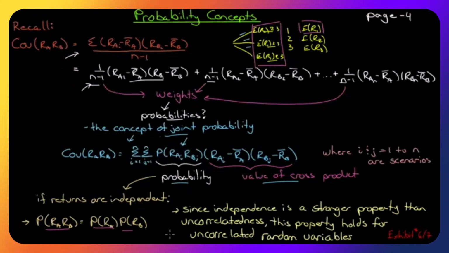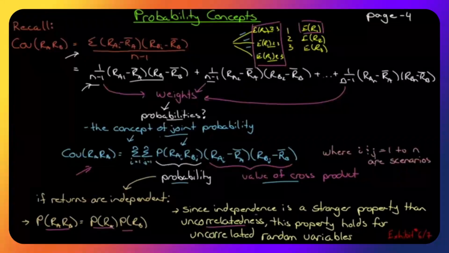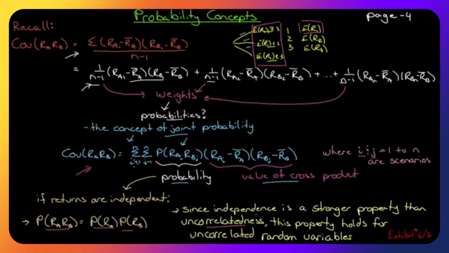Now, this is an important point. Independence is a stronger property than uncorrelatedness. So if we have uncorrelated variables, this formulation holds. Because if it holds for independence, and independence is a stronger property than uncorrelatedness, then it holds for uncorrelated variables. Things look better when we look at particular things. The important thing here, i and j, where we see the summations from i to j, these are now scenarios. As I just said up here, they're different scenarios.